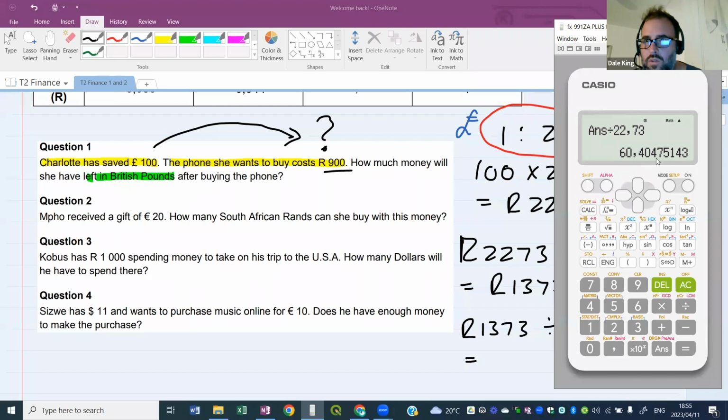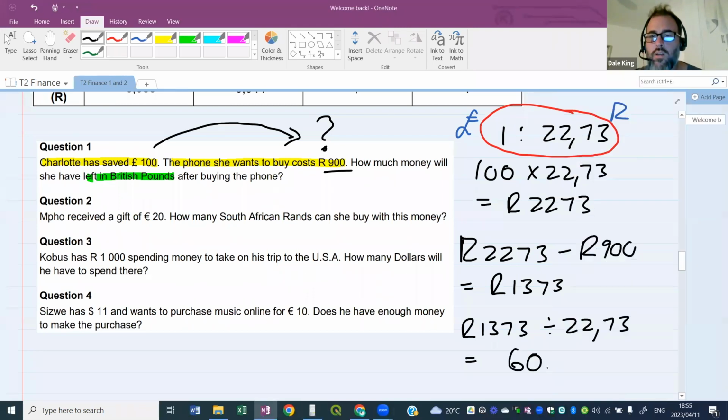60,40475. Second decimal is a 0. 4 will not change it, so it's 60,40 pounds. Okay. There we go. Good stuff. Well done. The answer's coming in now. Good. All right. Let me walk you through it again.